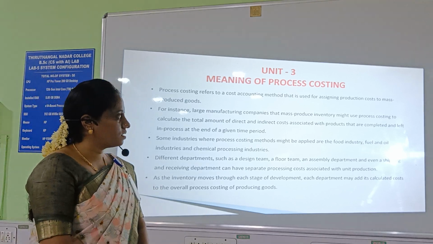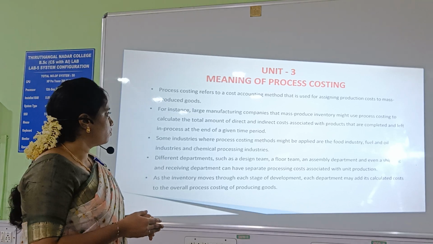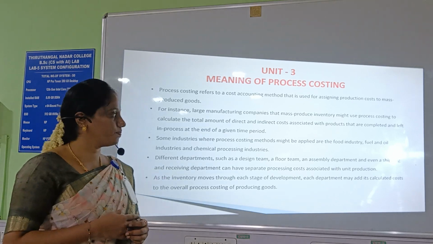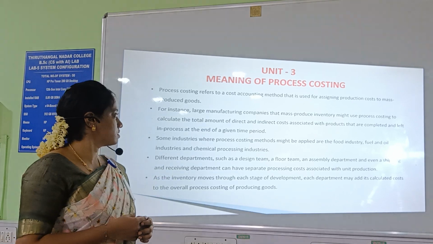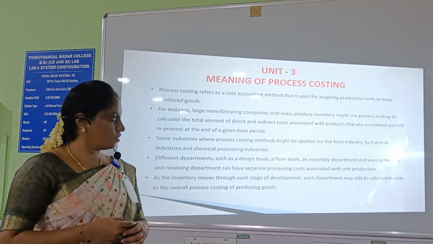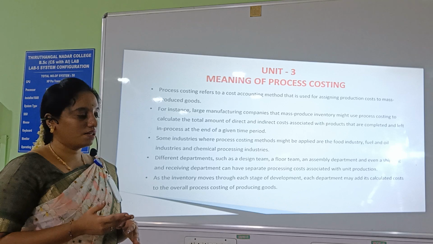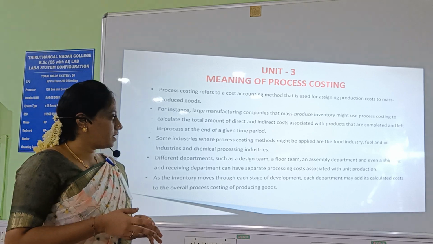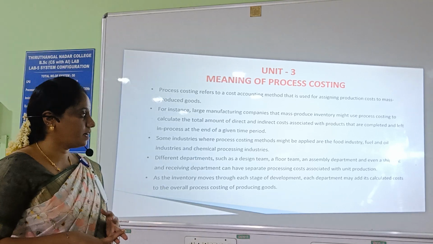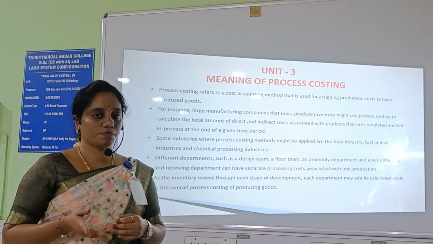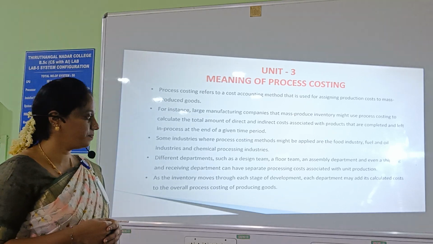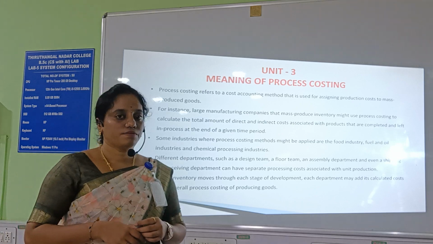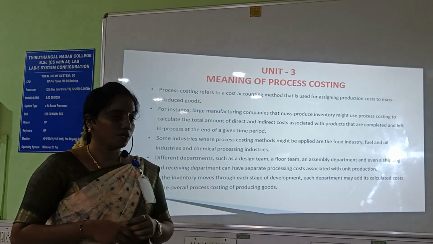Process costing refers to a costing method that is used for assigning production cost to mass produced goods. For example, large manufacturing companies that mass produce inventory might use process costing to calculate the total amount of direct and indirect cost associated with product that are completed and left in process at the end of the given time period. Different departments such as design team, floor team, assembly department, even shipping and receiving team can have separate processing costs associated with unit production. Some industries where process costing methods might be applied are the food industry, fuel and oil industries and chemical industries.